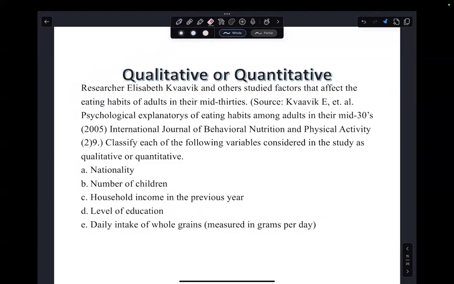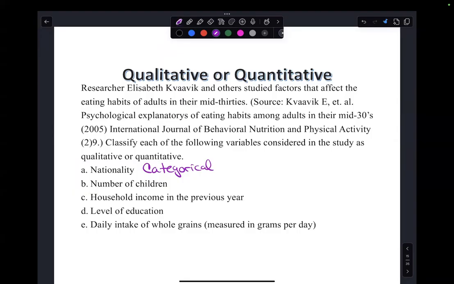So let's look at some examples. This researcher, Elizabeth Kavavic, studied the effects of eating habits on adults in their mid-30s. And so we're going to classify each of these variables, whether they're qualitative or quantitative. I'm going to use the word categorical because I just like that better. So nationality. Nationality is categorical because it is words. I'm German, Irish, English. So you can't do math with it.